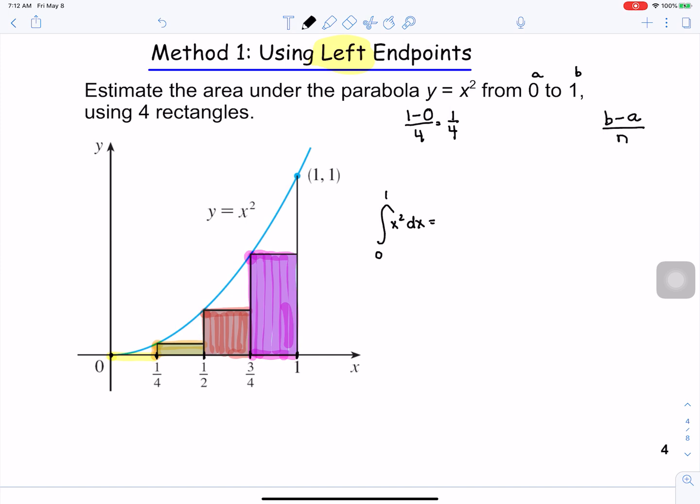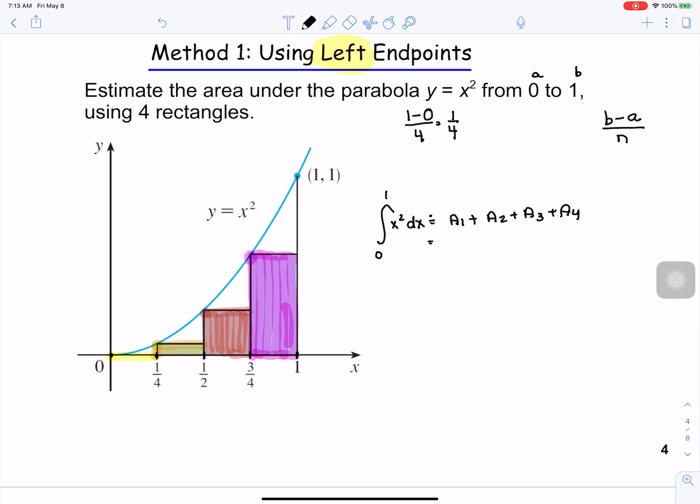Again, we're using this definite integral representation to represent the area under the curve. All this is going to be is the 4 rectangles added up: rectangle 1 plus rectangle 2 plus rectangle 3 plus rectangle 4. Now this is not going to be exact. This is going to be approximate.